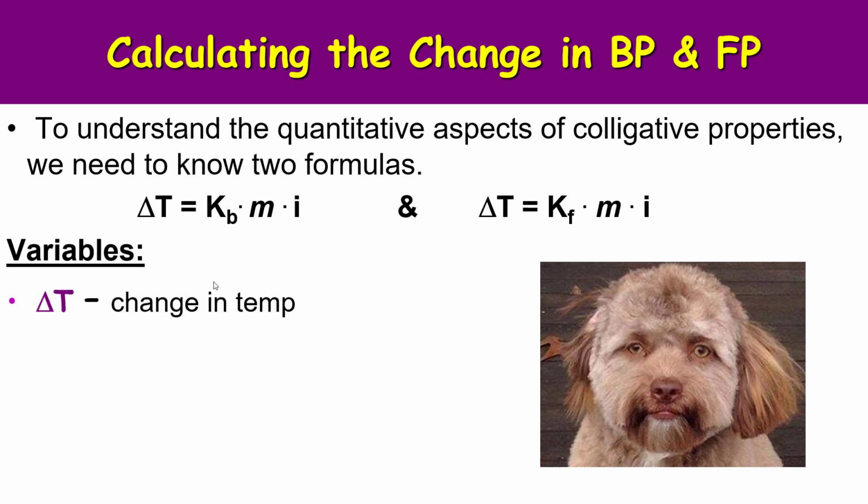For instance, delta T, which you can remember from enthalpy and Q equals MC delta T, is our change in temperature. It is how much the boiling point will go up or the freezing point will go down. You will also recognize the italicized M, which is your molality of the solution. Remember, molality is calculated moles of solute over kilograms of solvent.